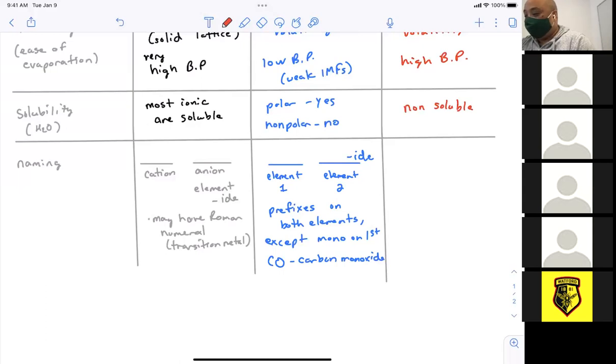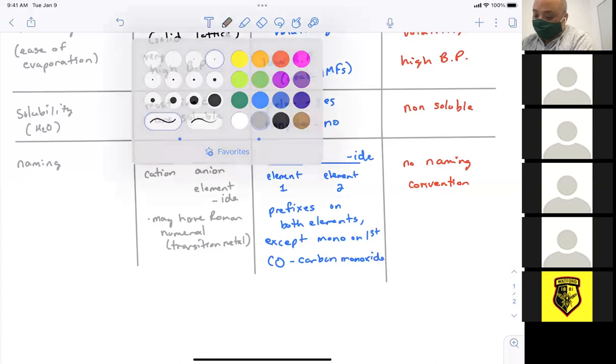For metals, there's no naming convention. You just name it the way you do an element. You don't change any names, you just say the metal. So you say potassium metal, you say sodium metal. There's no special naming. So that's good news.